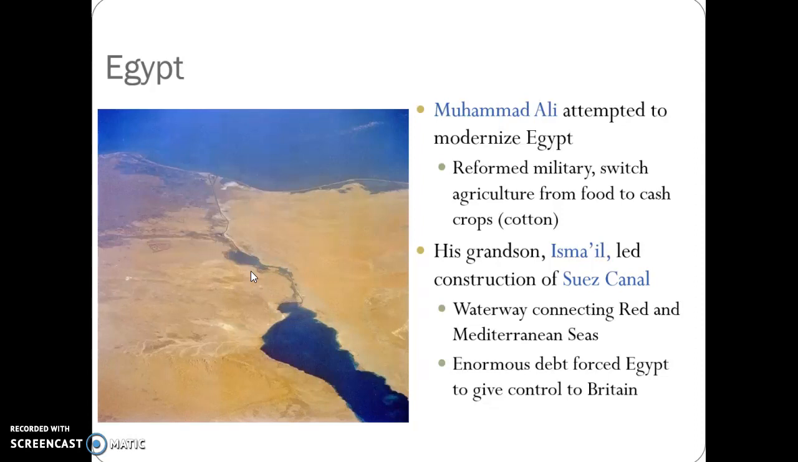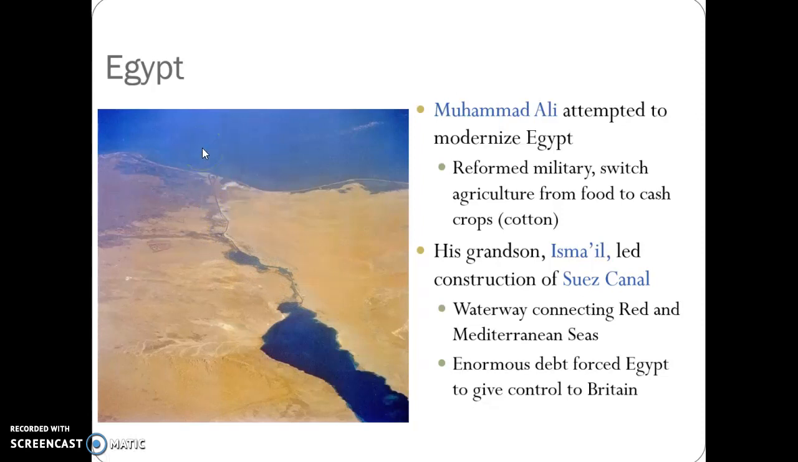The grandson of Muhammad Ali, Ismail, is a person with whom the French make an agreement to create a very, very important waterway in world history, and that is the so-called Suez Canal. This is a canal that goes from the Red Sea in the south, extends through the desert here, going all the way up through to the Mediterranean.